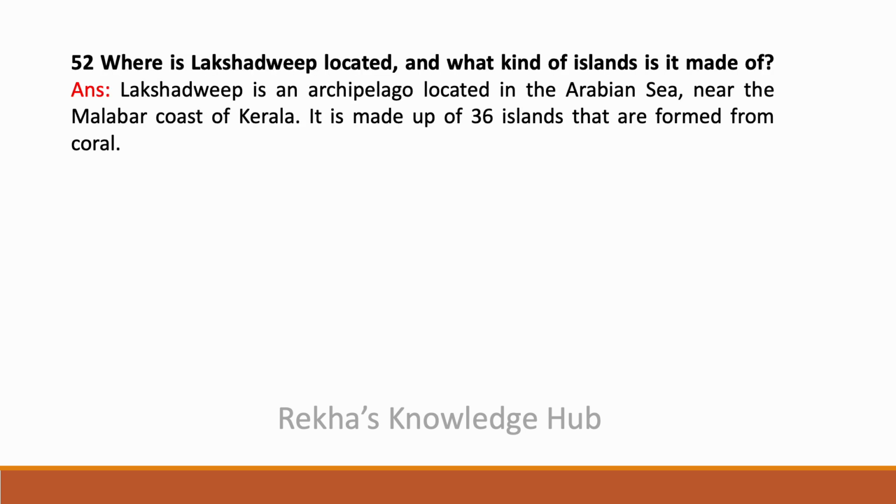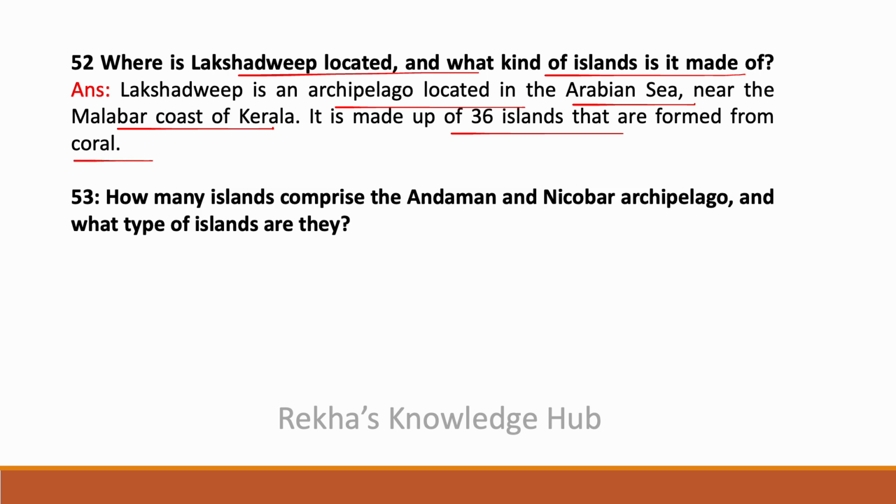Where is Lakshadweep located and what kind of islands is it made of? Lakshadweep is an archipelago located in the Arabian Sea near the Malabar coast of Kerala. What kind of islands is it made of? It is made up of 36 islands that are formed from coral.